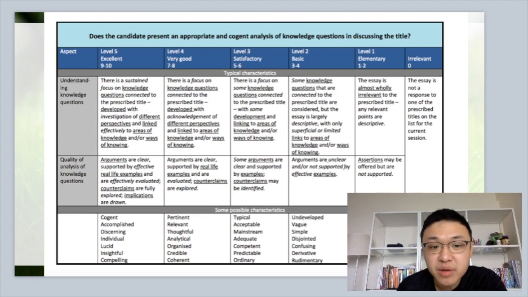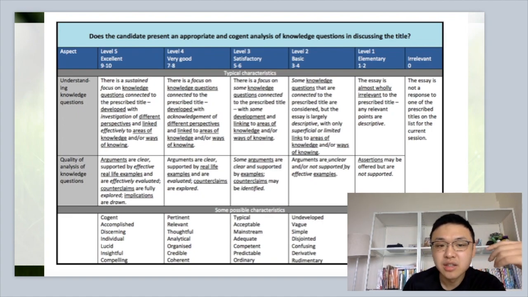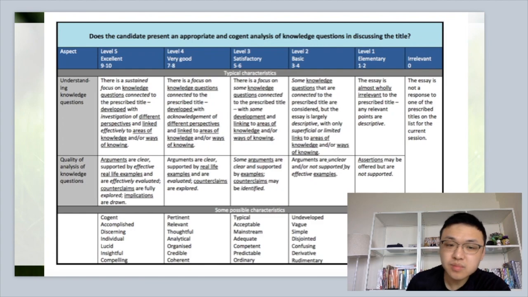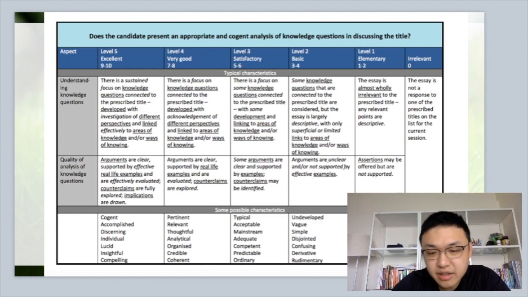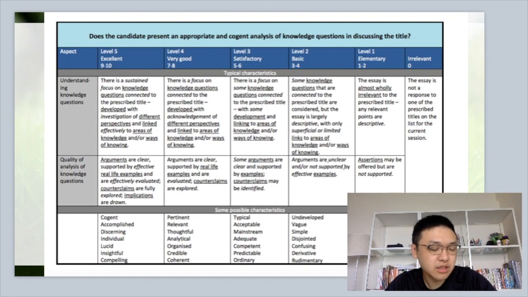So you need to come up with knowledge questions, and you need to focus on 2 areas of knowledge. 2 areas of knowledge means subject areas, right? And you need to refer to the ways of knowing as well. Later you'll see, when we dissect this paragraph by paragraph, what this means if you're still not clear.